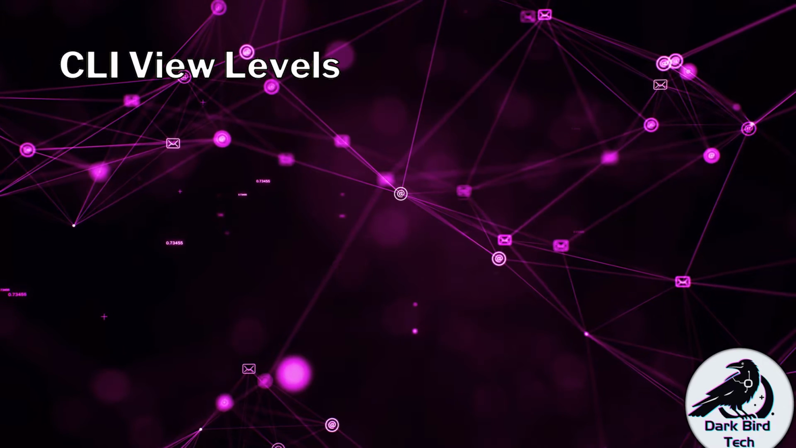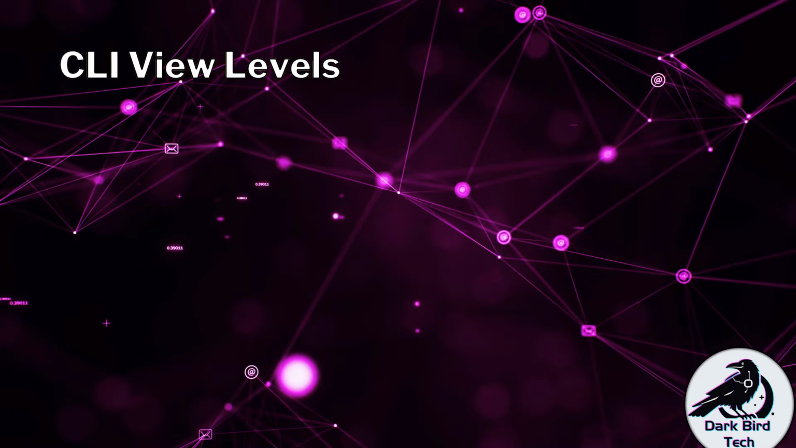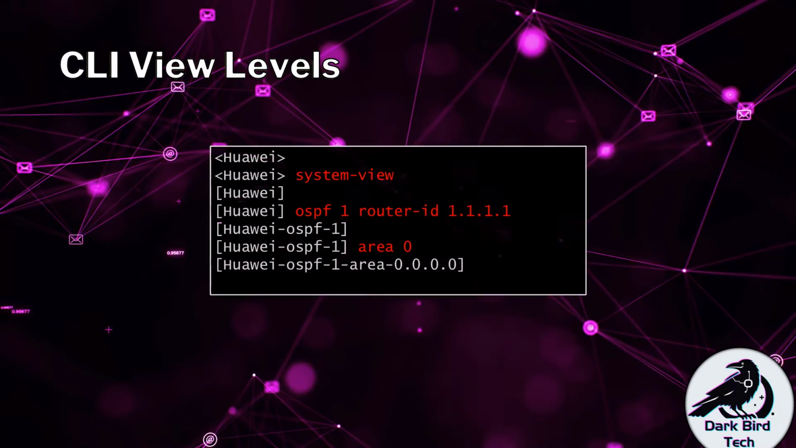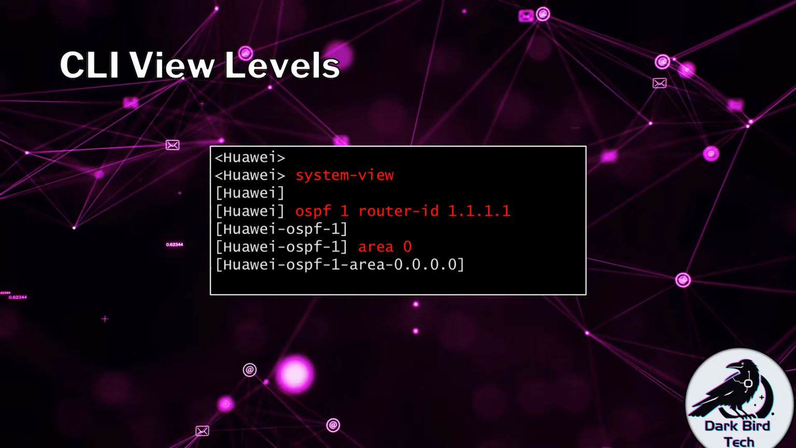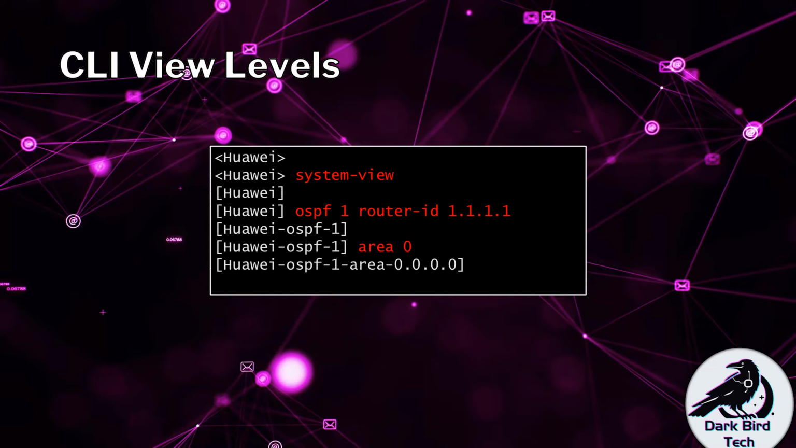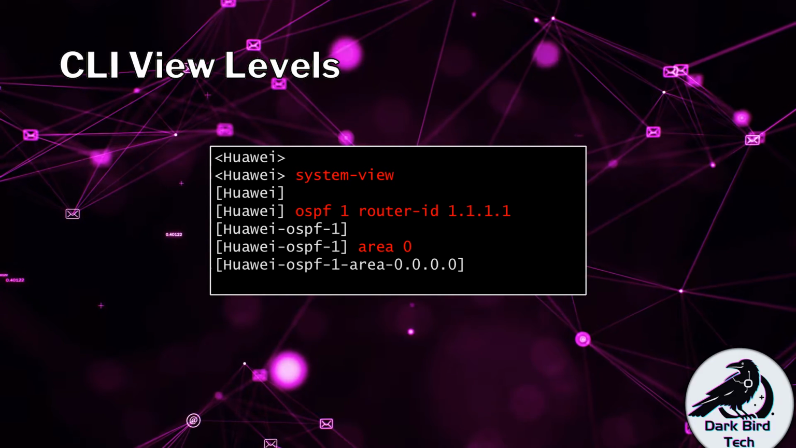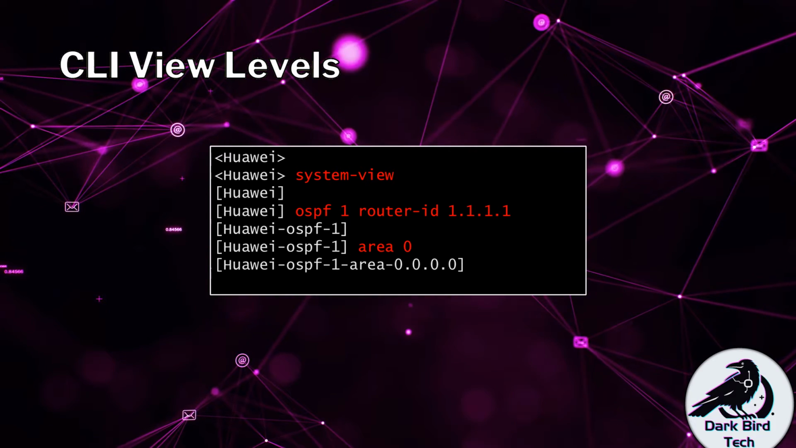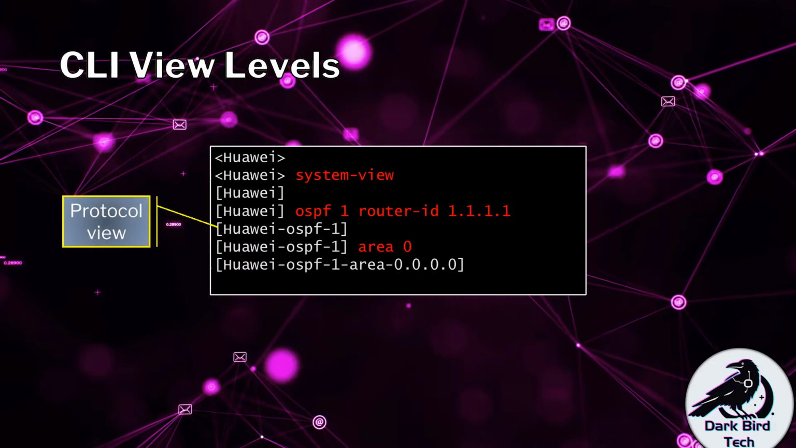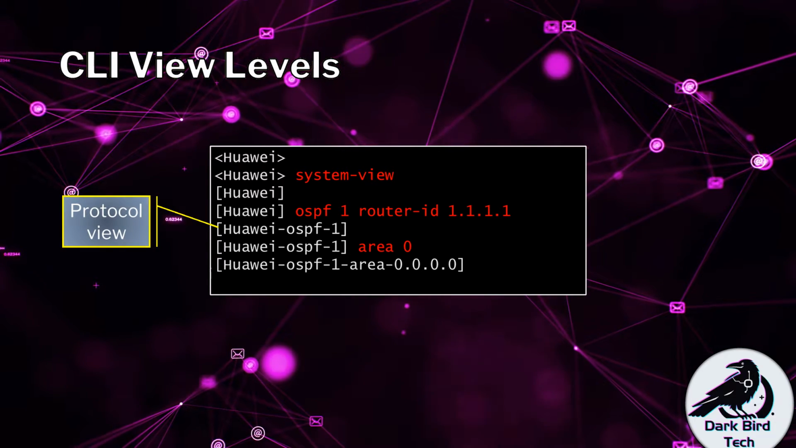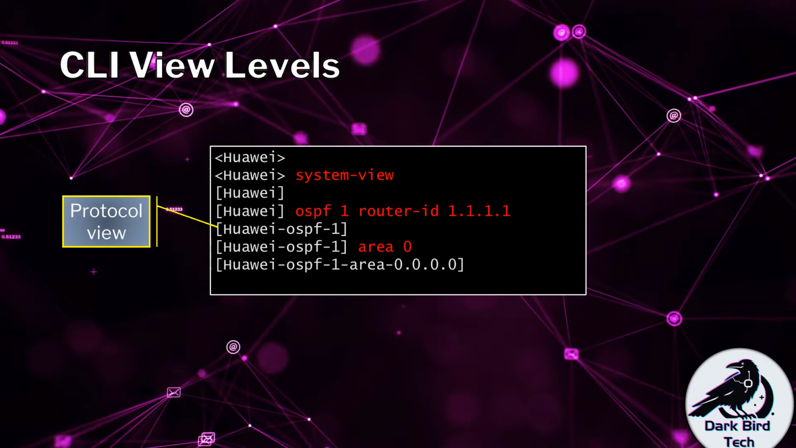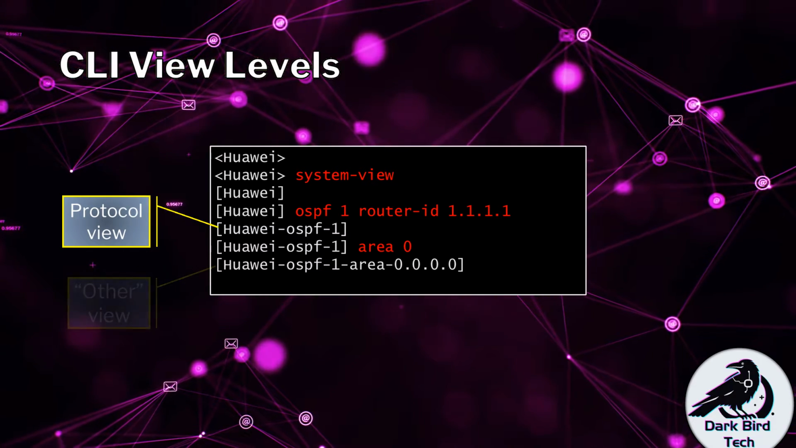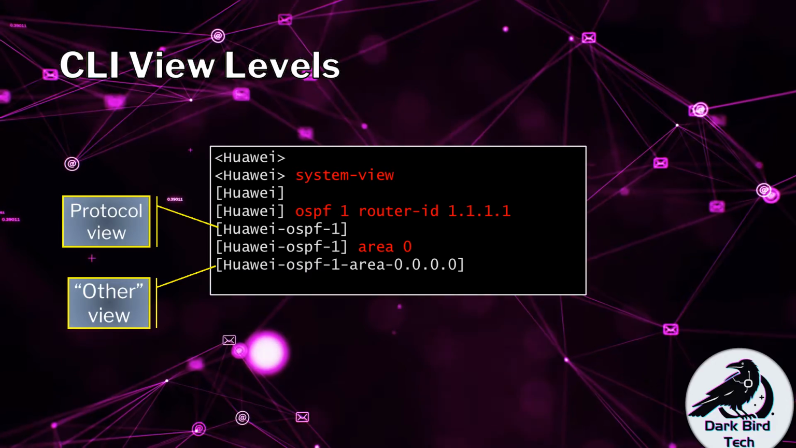If you want to be in a protocol view, you will need to go to a protocol. So for instance, on this router, I went from user view to system view by typing system-view. And then while I was in system view, I used that command that I used to explain the anatomy, ospf 1 router-id 1.1.1.1. That puts me in the OSPF protocol view. But OSPF has subviews. For example, here I typed area 0, and that puts me in area 0 of OSPF, which is considered one of the other views.